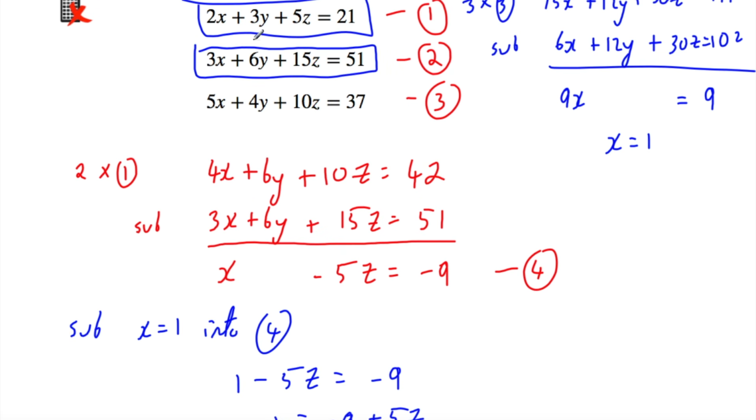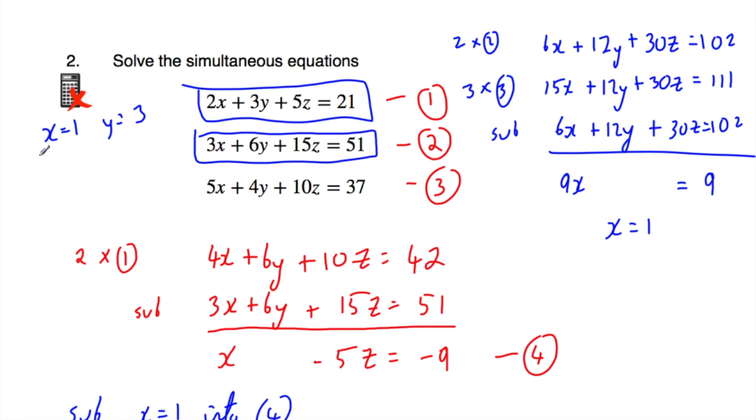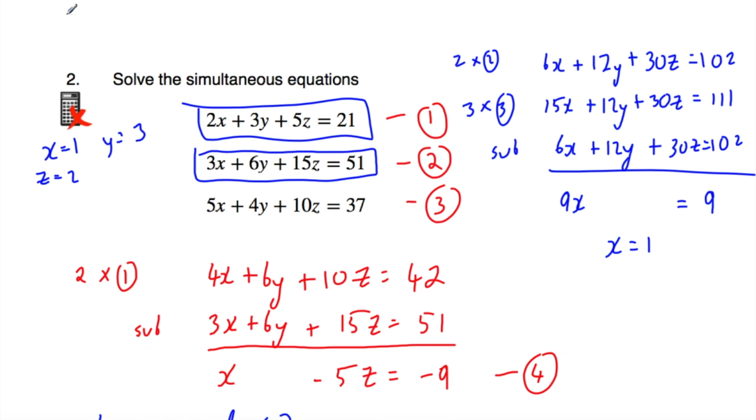So 3x plus 6y plus 15z equals 51. So let's substitute in x equals 1, y equals 3, and z equals 2. And let's substitute them into equation 2. So let's do that. I'm just going to do that up here. So I'm going to sub x equals 1, y equals 3, and z equals 2 into equation 2.